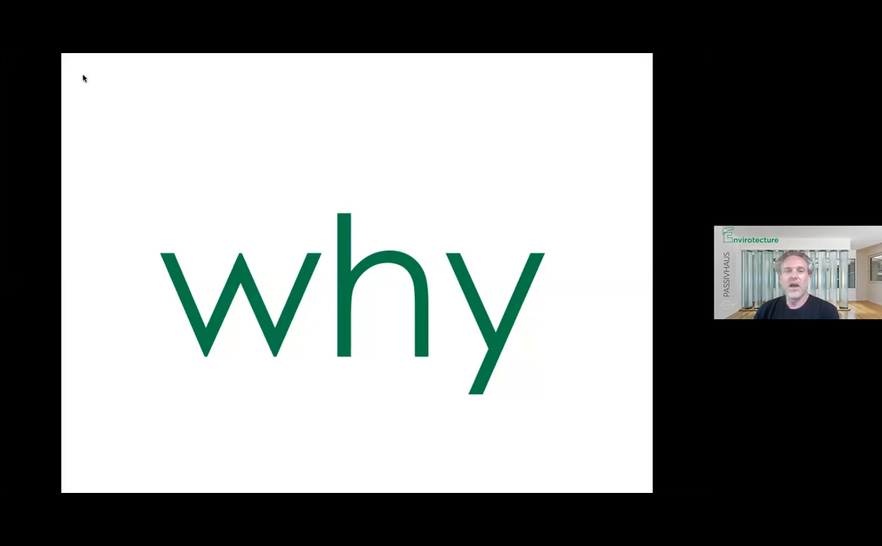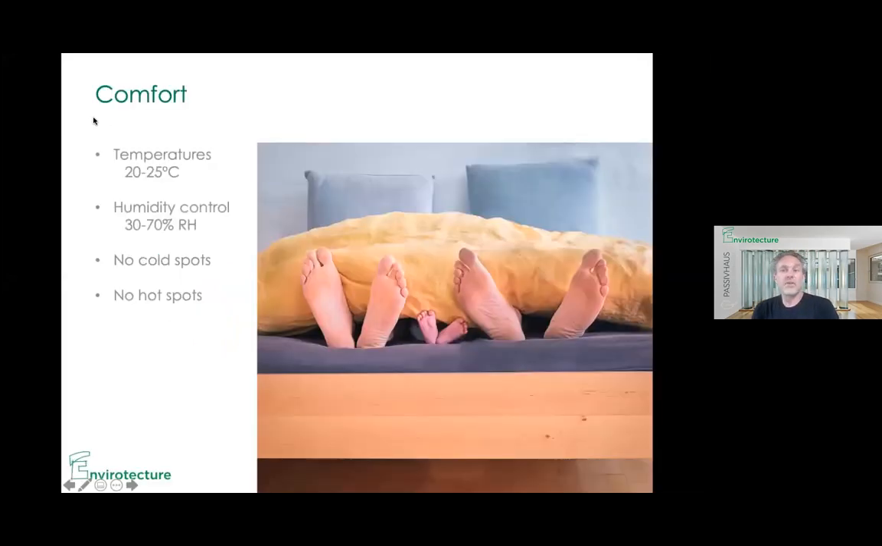So I'm going to talk about passive house in a couple of ways, but mainly I'm going to talk about it in the sense of the why being the biggest one. That doesn't work for me. So why? So passive house is a way of building buildings that ensures various things, and the important parts are around comfort. So we're talking about achieving temperatures within the house of 20 to 25 degrees. Humidity is controlled, generally from 30 to 70% relative humidity. There are no cold spots and no hot spots.